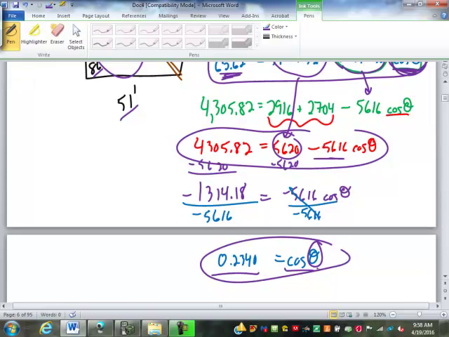We did a couple of examples like that a couple of weeks ago when we did our law of cosines, but it's an obscure application of the law of cosines. It doesn't get used a lot, but it's very, very handy when you need it.